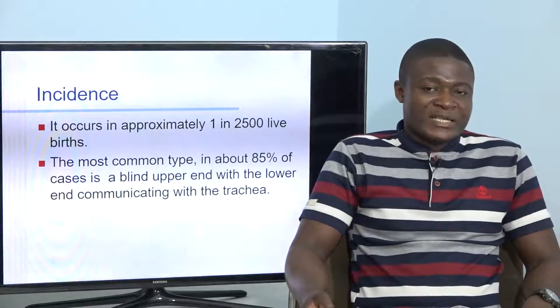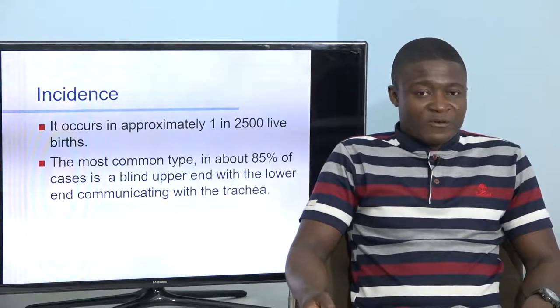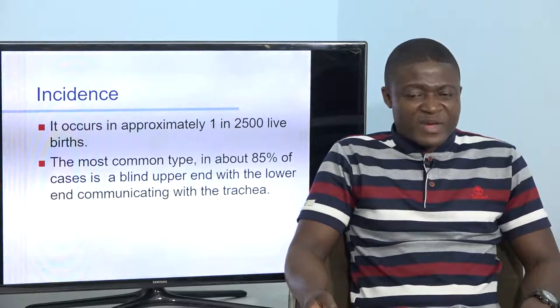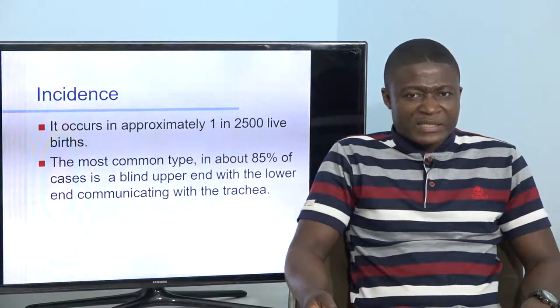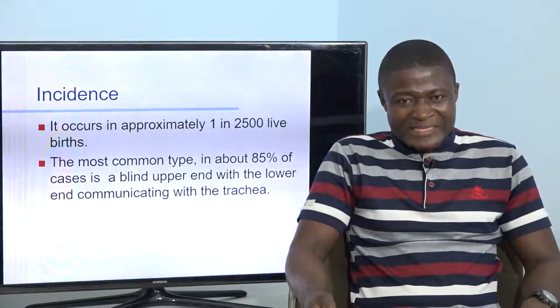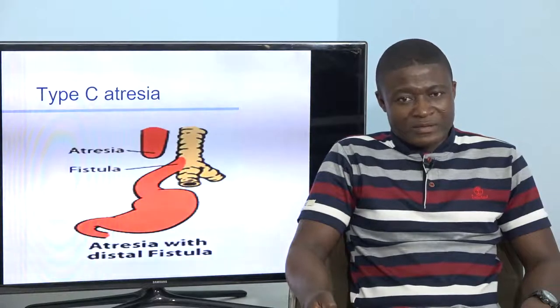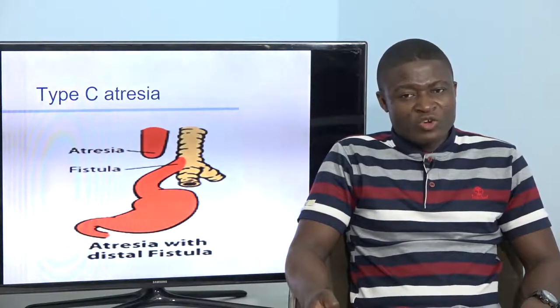All right. So these are the categories of atresia that we have, esophageal atresia. Let's look at the incidence of esophageal atresia. It occurs in approximately 1 in 2,500 live births. The most common type, in about 85% of cases, is a blind upper end with a lower end communicating with the trachea. Which type is that? The blind upper part with the lower part connecting to the trachea. Yes, this one. That is type C. The upper part is blind, and then the lower part is connected to the trachea. This is the commonest type that we have.